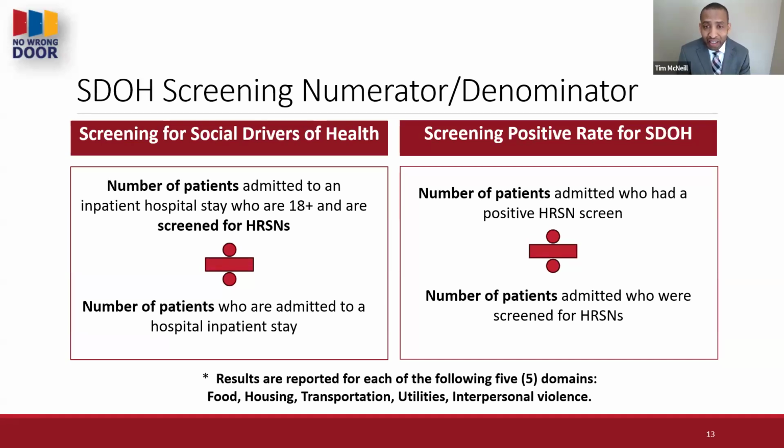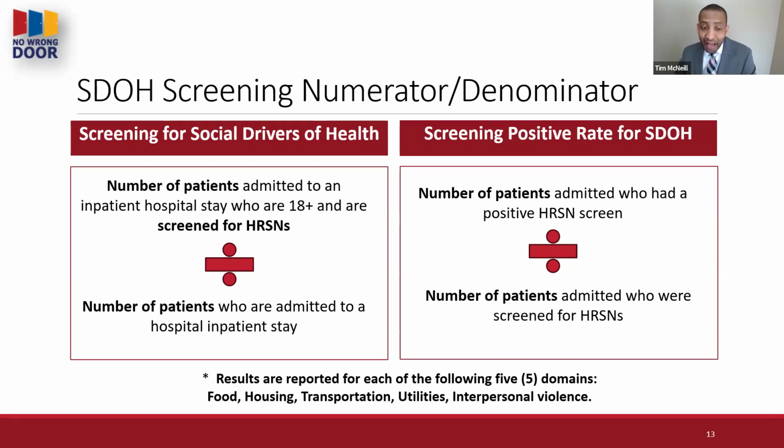The reporting is by domain. And so there's 5 domains that are listed at the bottom: food, housing, transportation, utilities, and interpersonal violence. And so we are reporting the percentage of persons screened versus those admitted, and we're reporting per domain. And then the next part of the requirement on the right side is the screening positive measure. That screening positive measure is a number of patients admitted who had a positive screen in each domain compared to the number of patients who were screened.